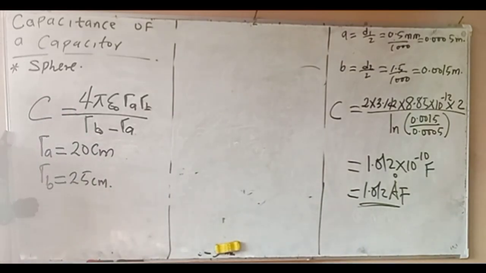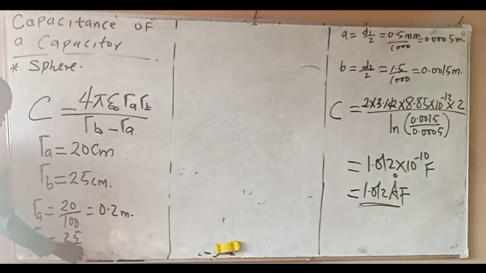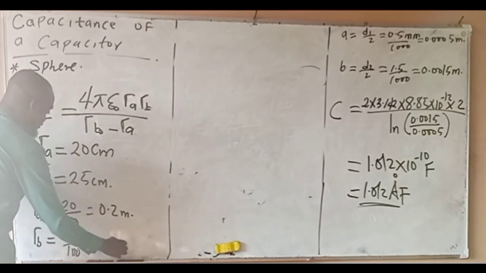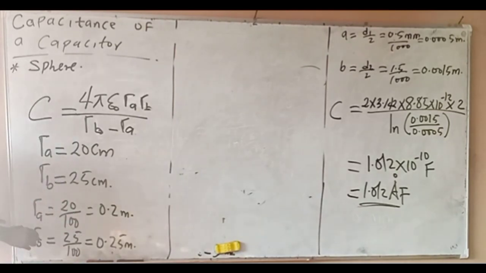The capacitance will be equal to... radius A in meters is 20 over 100. Remember, when we go back from cm to meters, divide by 100. That will give us 0.2 meters. Radius B will be equal to 25 over 100. This will give us 0.25 meters. That's what we're going to have.